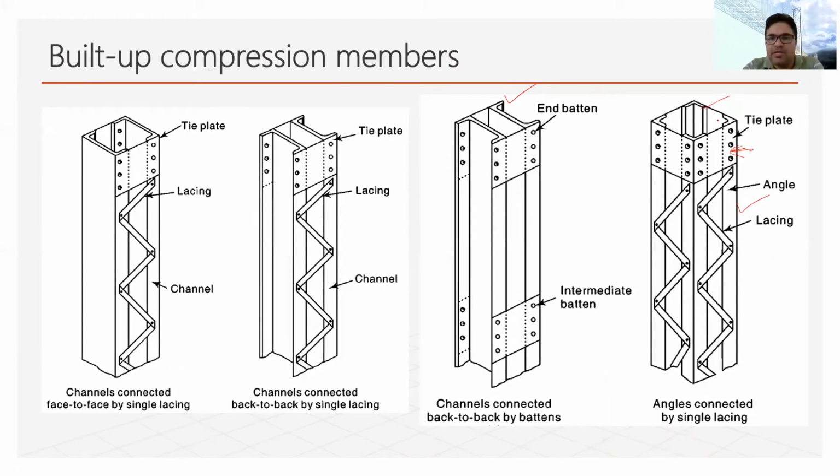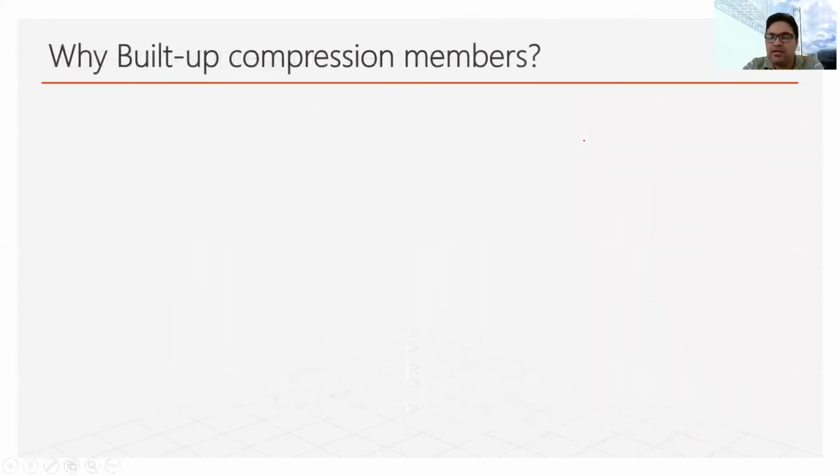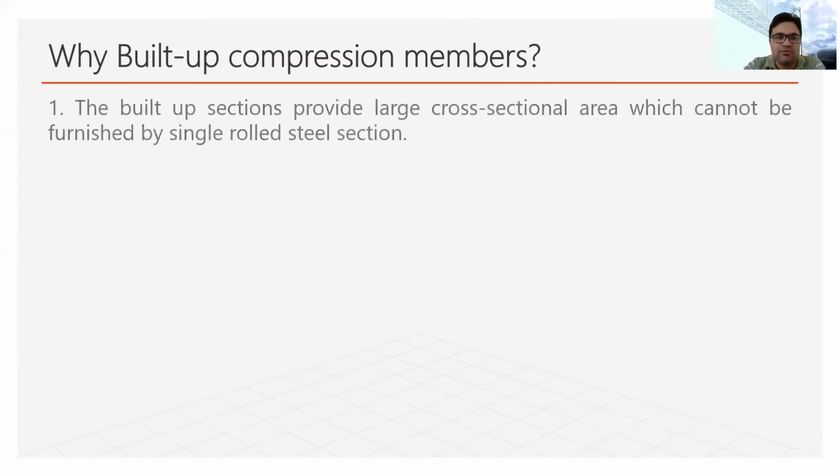Now, coming to the point, why do we use built-up compression member? What is the reason of using this built-up compression member? So, first reason is the built-up sections provide large cross-sectional area, which cannot be furnished by single rolled steel section.